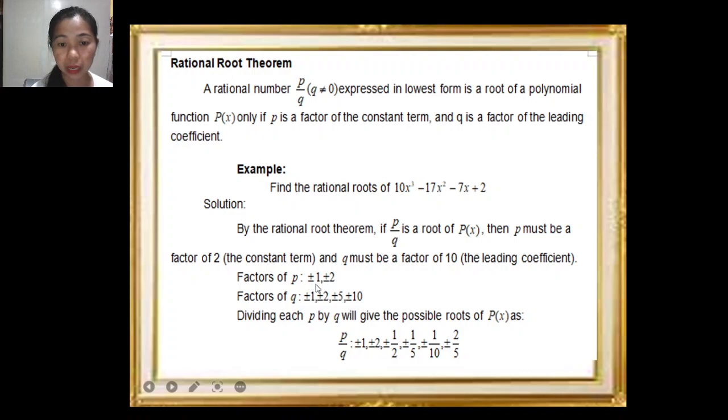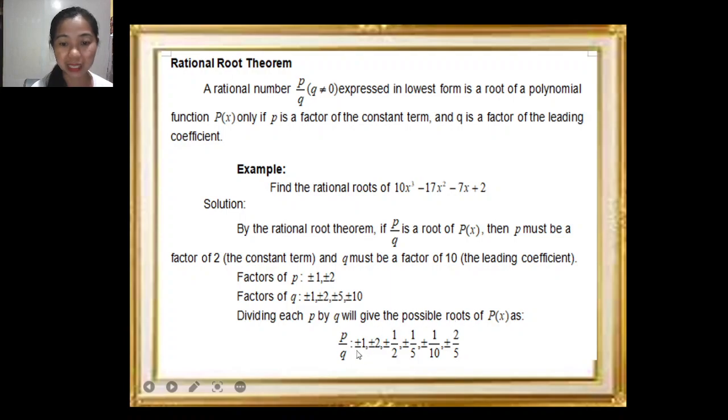Doon naman tayo sa over 2. 1 half. Ayan. Positive, negative 1 half. Then, positive, negative 1 over 5, positive, negative 1/10. And then, 2 over 5. So, hanggang dun lang, kasi yung 2 over 10 ay 1/5 na rin. Mauulit lang.